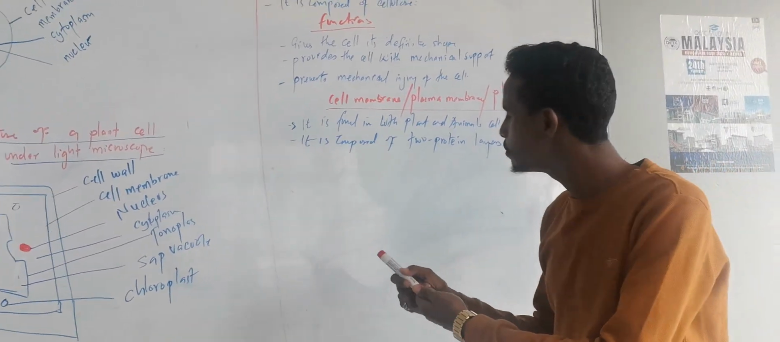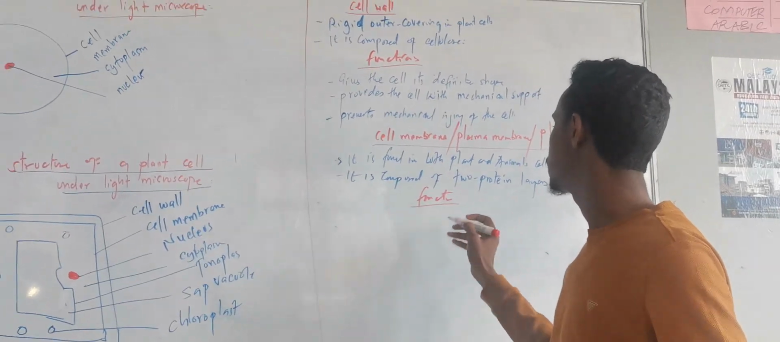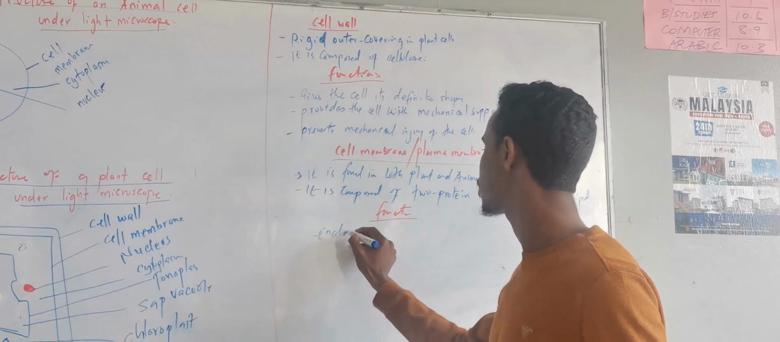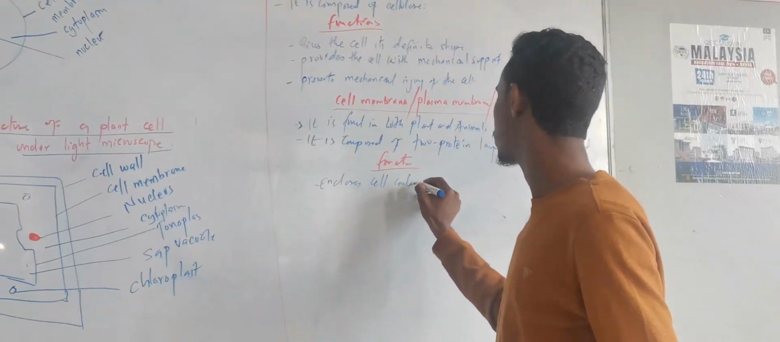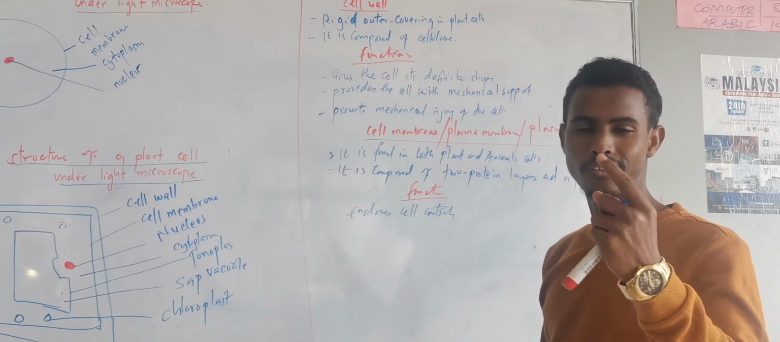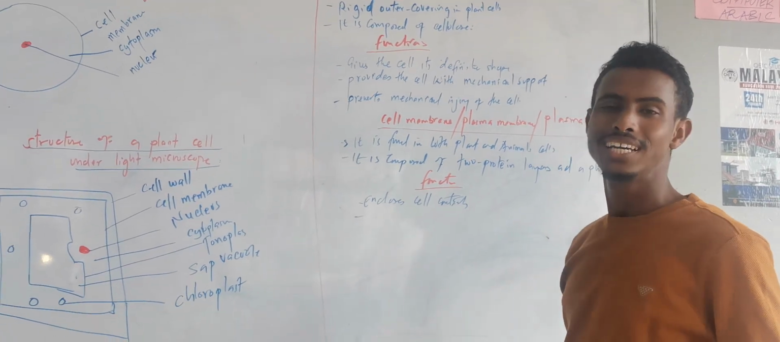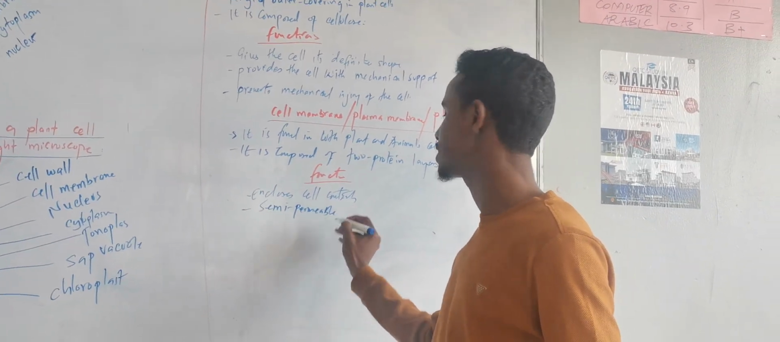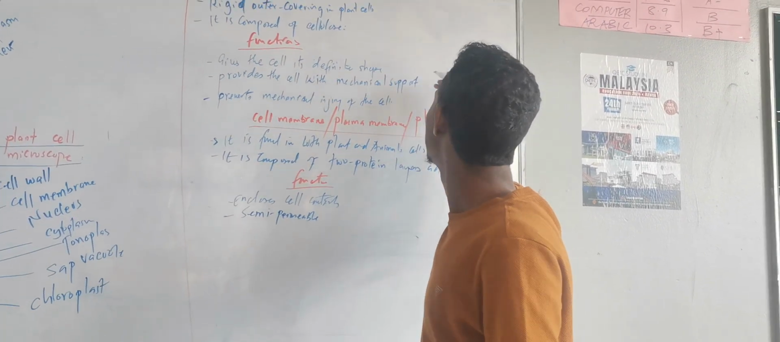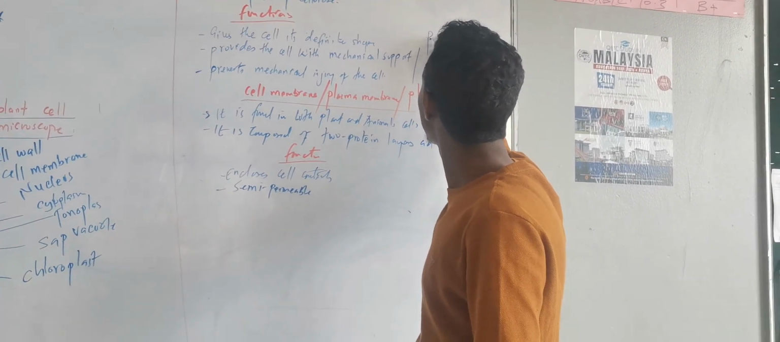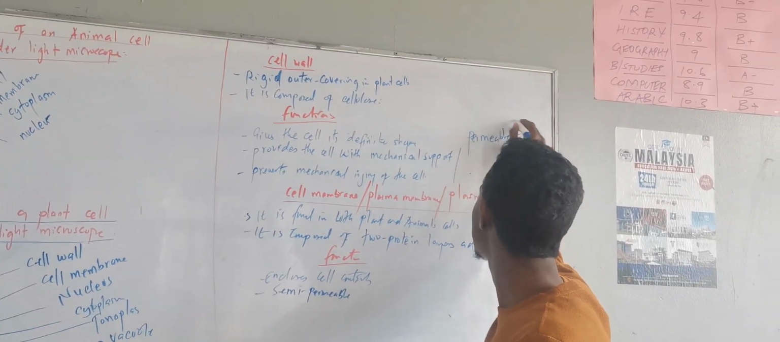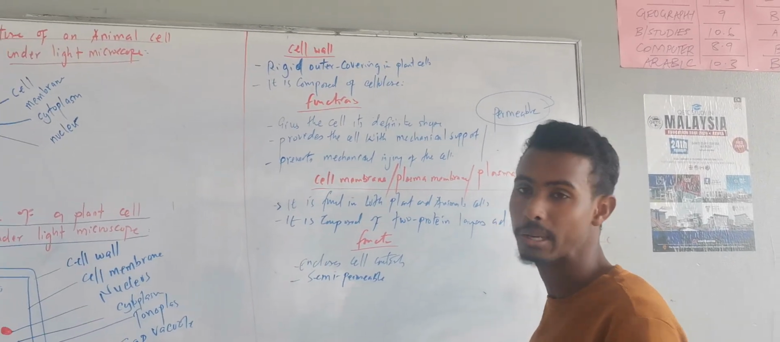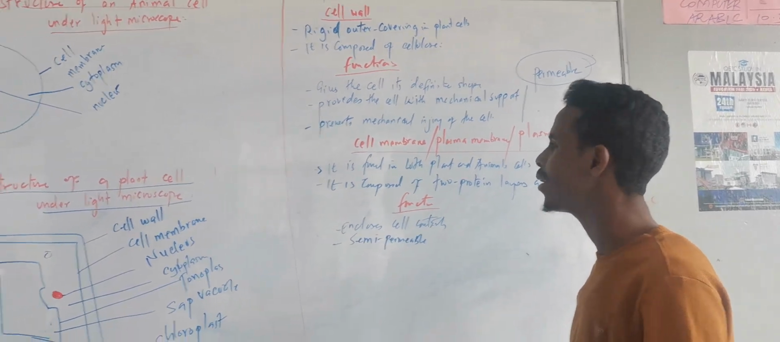The first function of the cell membrane is that it encloses cell content. Number two, it is selectively permeable, that is semi-permeable. Whereas the cell wall is entirely permeable, the cell membrane is selectively permeable, rather semi-permeable. Now let's go to the next one.